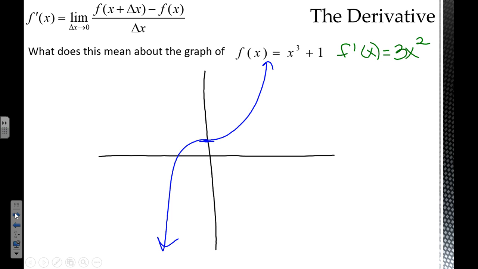So let me ask you this. What is our derivative at 0? If I plug in 0 to the derivative, what do we get? We get 0. Which means at x equals 0, we have a tangent line that has slope of 0. Okay, that makes sense. It kind of flattens out right there. All right. What would our derivative be at -1? 3. So that means when x is -1, our tangent line would have a slope of 3.